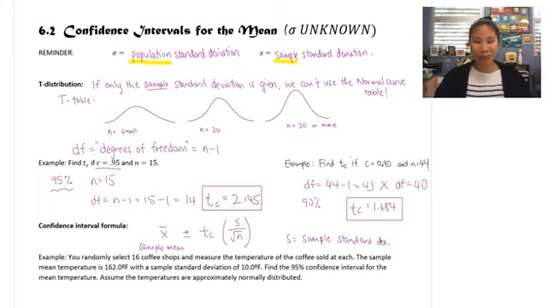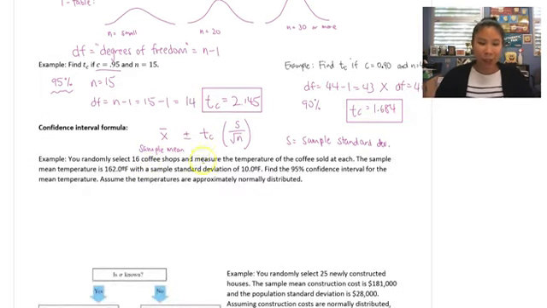Okay, so let's do an example to test this out. So in this example, we've got randomly select 16 coffee shops, measure the temperature of the coffee sold at each. The sample mean temperature is 162 degrees Fahrenheit with a sample standard deviation of 10 degrees Fahrenheit. Find the 95% confidence interval for the mean temperature. Assume the temperatures are approximately normally distributed. So they're telling us it's going to be almost a normal curve. They want a 95% confidence interval. They tell us the mean and the standard deviation. It also very clearly says it's a sample standard deviation. So that means we have to use the TC.